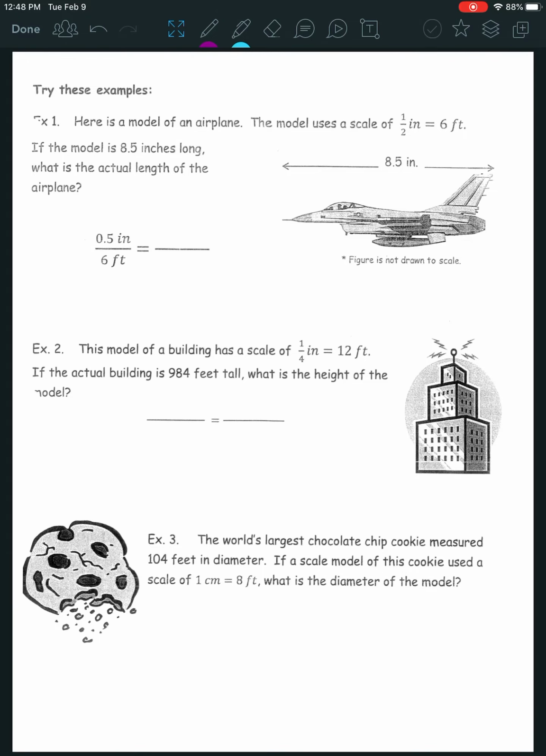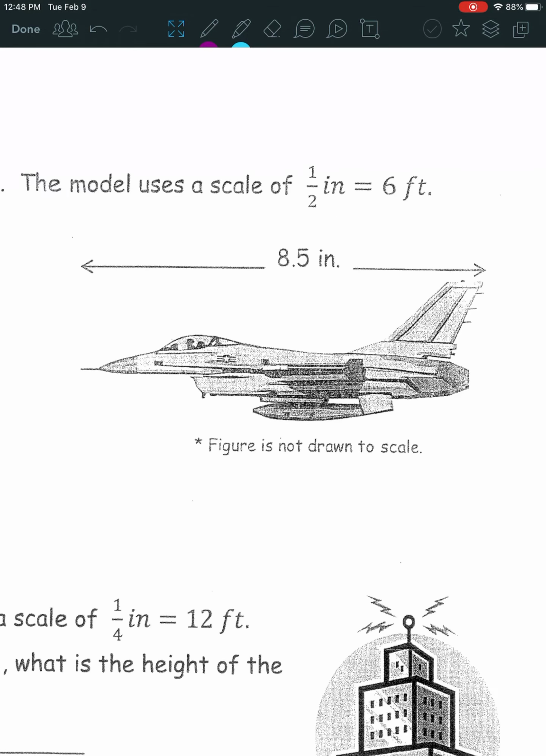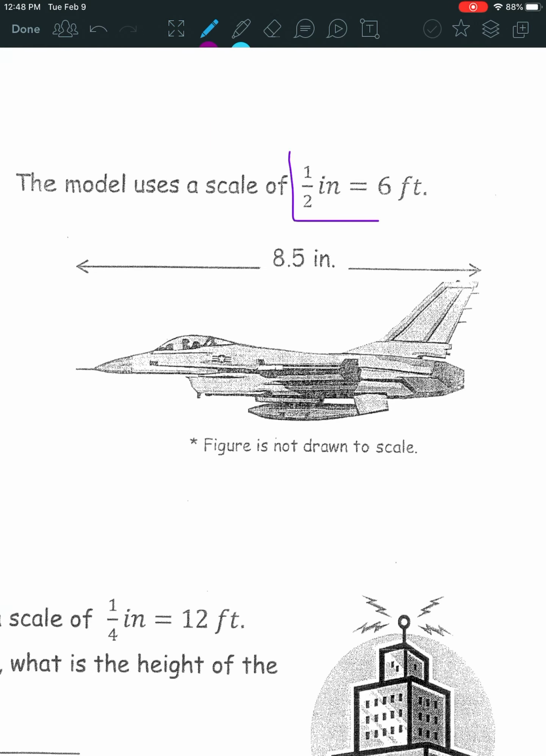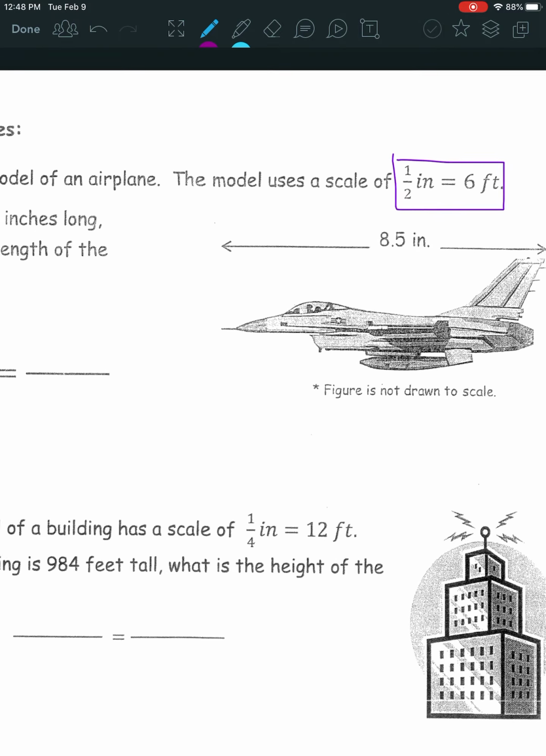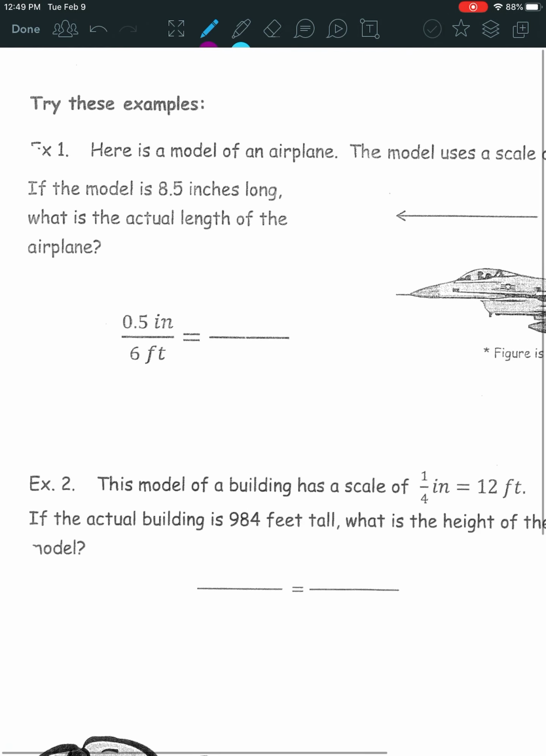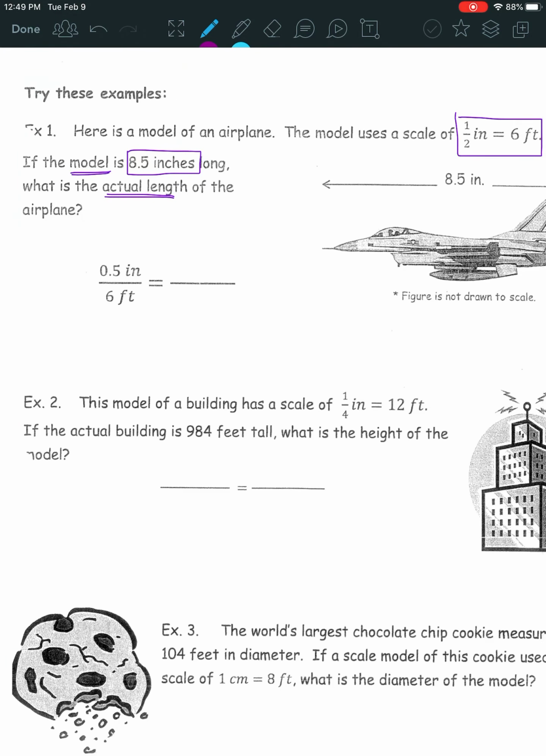Here we have example 1, a model of an airplane. So the model uses a scale of a ½ an inch is equal to 6 feet in real life. And this is very realistic. Unfortunately, it's not always 1 inch equals this or 1 centimeter is equal this. Sometimes we have fractions. So ½ an inch is 6 feet. The model, think about having a model airplane, that's the smaller of the two, that is 8.5 inches long. And what we're trying to find is the real life. If this model airplane was huge in person, then how many feet would the length of the actual airplane be?